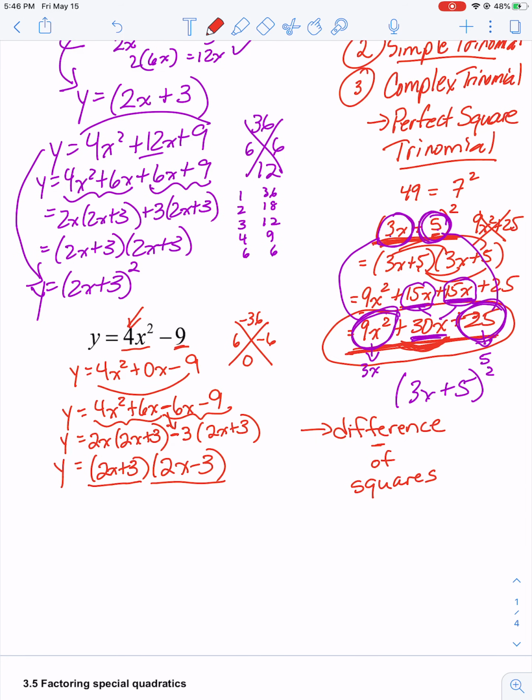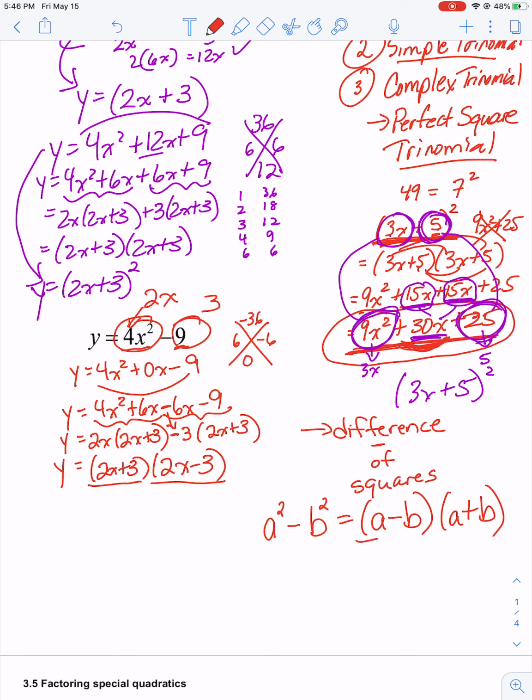So technically what happens with difference of squares, here's the formula for difference of squares. If you have something squared minus something else squared. So in this case, the something squared was 2x and this something else squared was 3. To factor that, you just do the square root of each of them. Same thing in each bracket, except one has subtraction and one has addition. And that's how you can always do it.